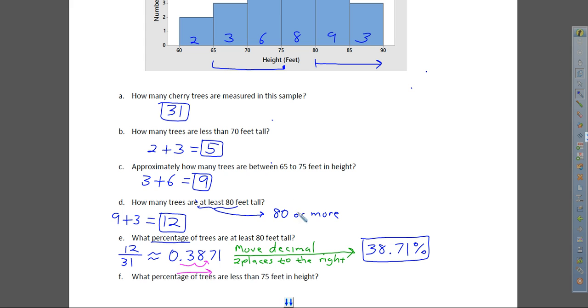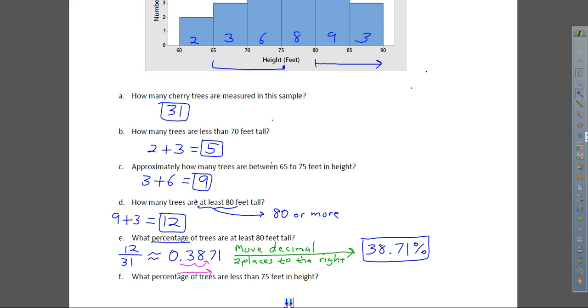All right? And just to think of things in perspective, this is 12 out of 31. Well, 31 is close to 30, and half of 30 is 15. 12 is less than that, right? So I expect this to be less than 50%. 38%, 39% seems pretty reasonable. So at the end, think about your numbers and see, does your percentage make sense with it? I wouldn't say 3.8%, right? That's really close to not very much, and 12 is a good chunk out of 31.